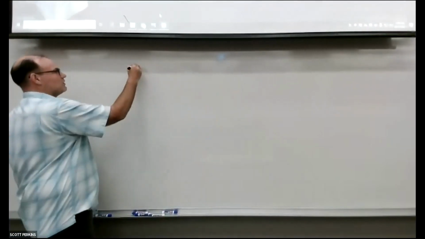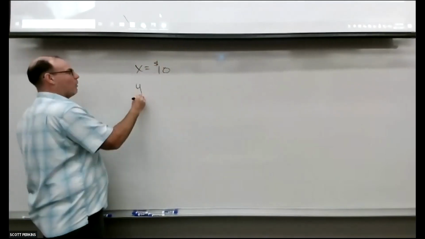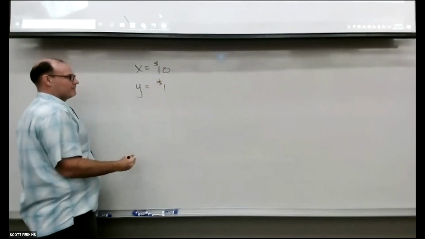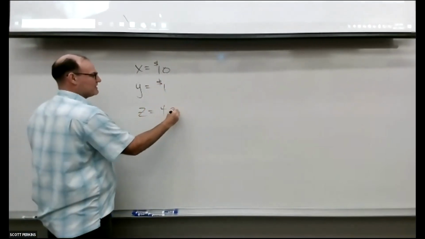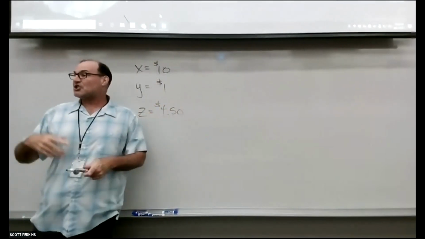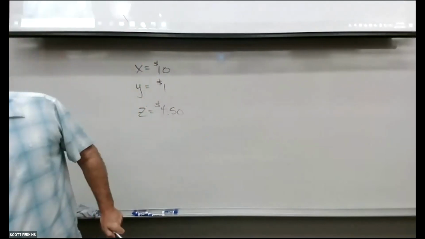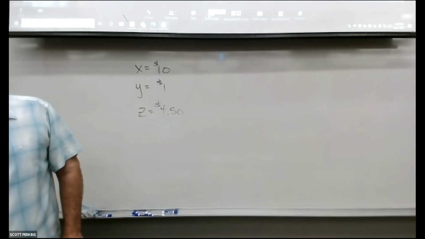So here's what I'm going to do. I'm going to let x be the $10 water. I'm going to let y be the $1 water. And I'm going to let z be the $4.50 water. I'm going to share the screen again so you can see, because I'm assuming no one wrote that down real quick. So let me put this back up.